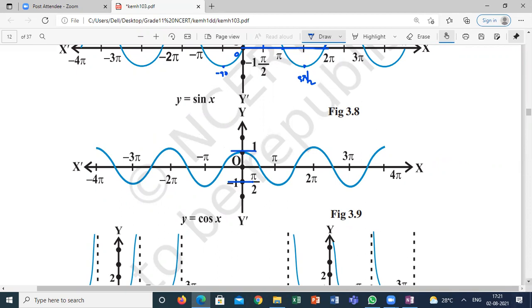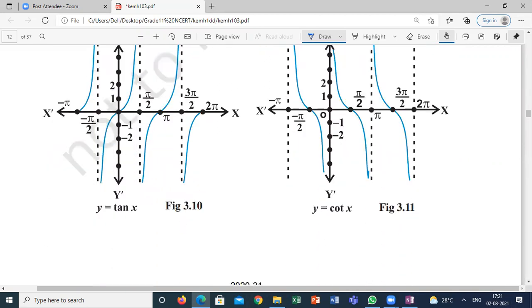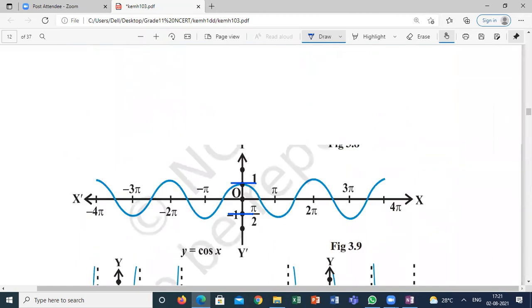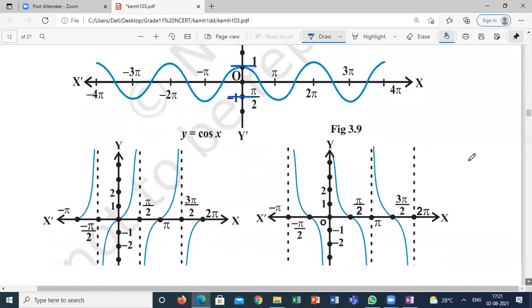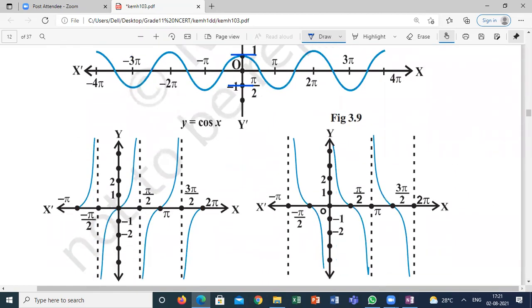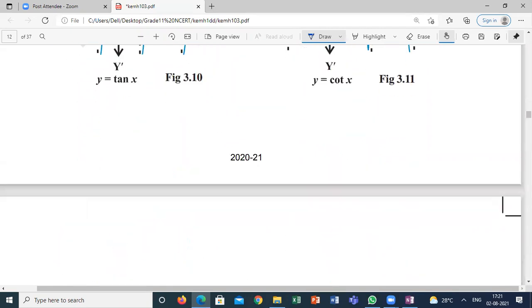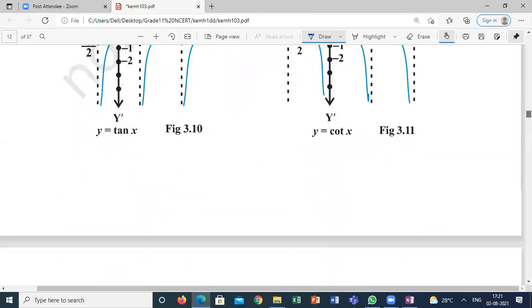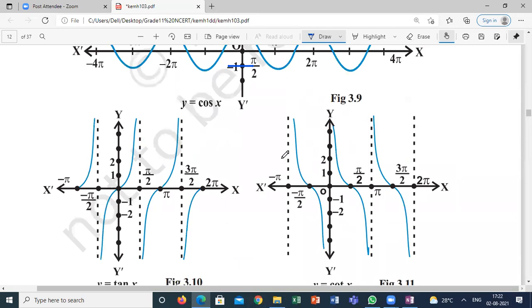But when it comes to tan or cot, see, there is a break. These functions are called discontinuous functions or piecewise functions. Sine and cos are not piecewise functions. But when it comes to tan and cot, it is a piecewise function. Tan, cot, cosecant, secant are piecewise functions.